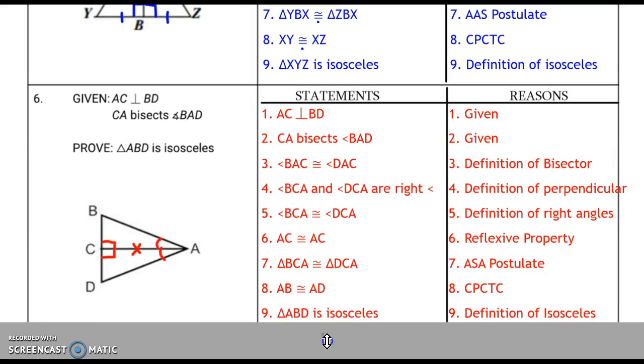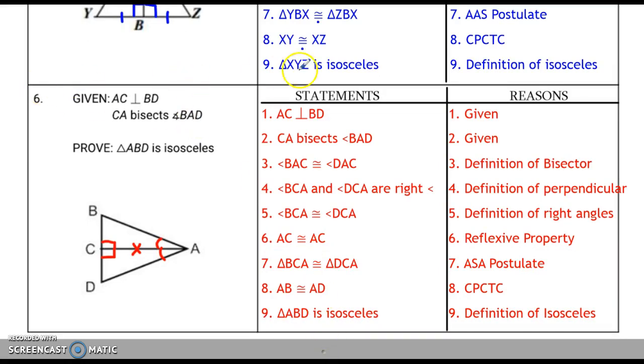All right, looking at the next problem, this is problem number 6. We were given that AC is perpendicular to BD and CA bisects BAD. So we marked up the diagram. This was actually a fairly straightforward angle-side-angle.